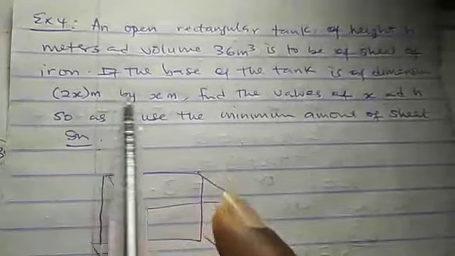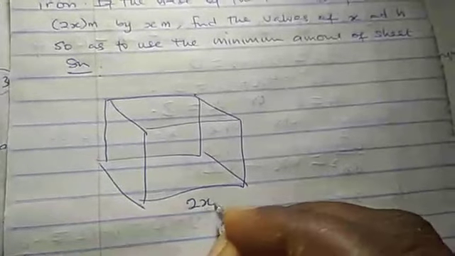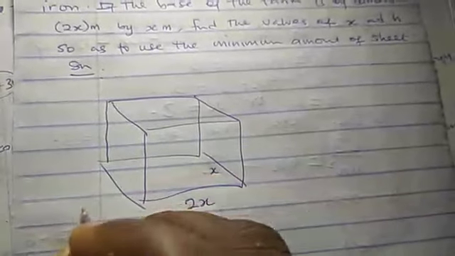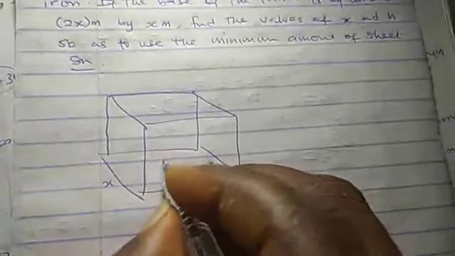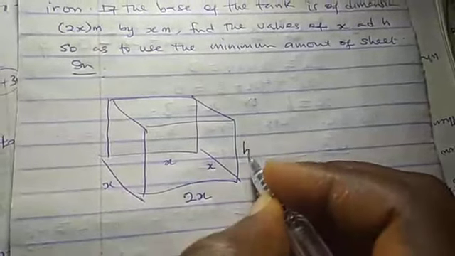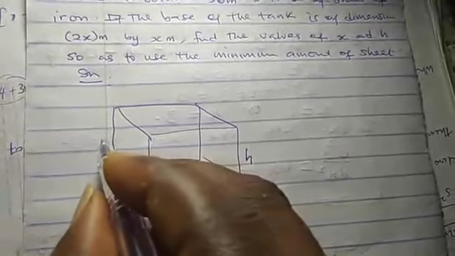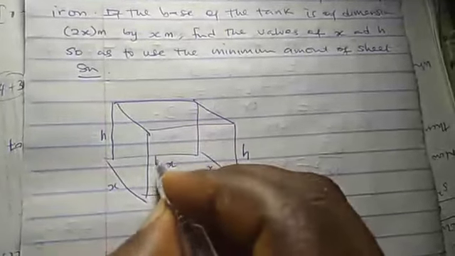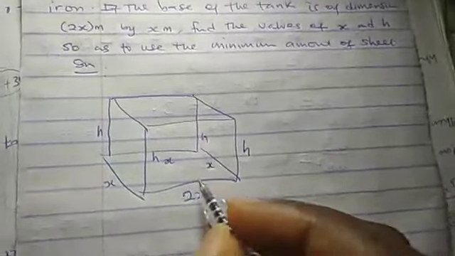The rectangular tank they are talking about: they have told us that the base of the tank is 2x by x. That is, this side is x, this side is 2x. So definitely this side will be x, and this will be 2x. It is of height h meters. But in this case, we have been told that it is an open rectangular tank, so there is no surface here.